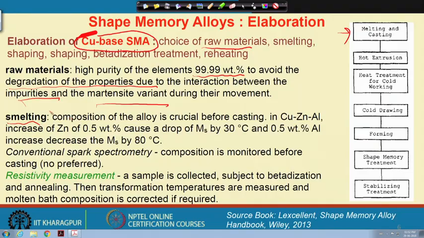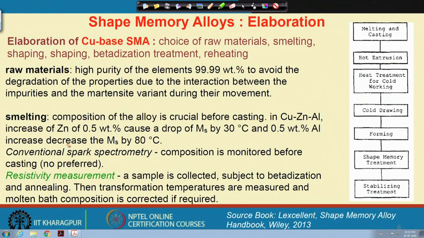Now, the second part is the smelting. Smelting is a process we adopt in the case of copper based systems. Here the composition of the alloy during melting, before casting, must be analyzed, to check that the composition is really what is desired, let us say copper zinc. Let us think about a copper zinc alloy with 38% or 39% zinc and aluminum of 4 or 5%.